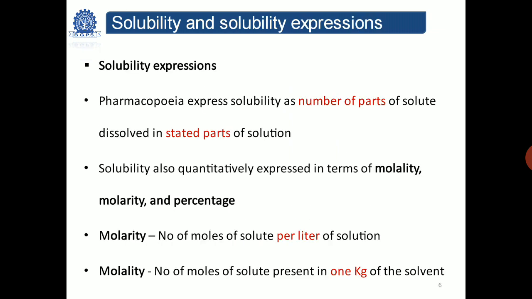The next point is solubility expressions. Now solubility is expressed in different ways. In pharmacopoeia, the solubility is expressed as number of parts of solute dissolved in stated parts of the solution. So that is the way of expression of solubility in the pharmacopoeia. In a similar manner, the solubility can also be expressed quantitatively in terms of molarity, molality, and percentage. Many times we express the solubility in these terms also.